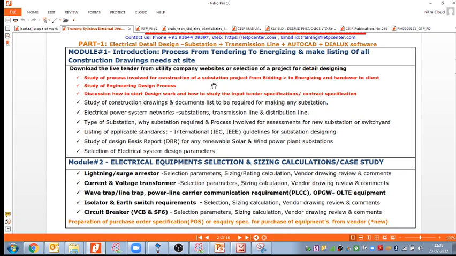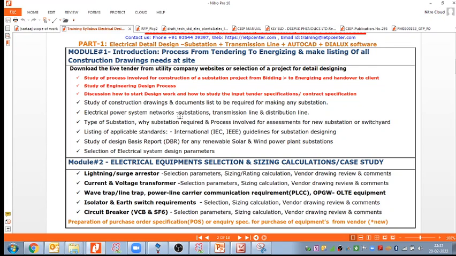Study of the process involved in bidding to energize, we discussed all the process. Study of the engineering design process, we also discussed. We discussed how to start design work and how to study the input tender specification or contract specification. That point is also clear. Construction drawings we discussed on day one, what documents and construction drawings are required. That again I will take tomorrow.